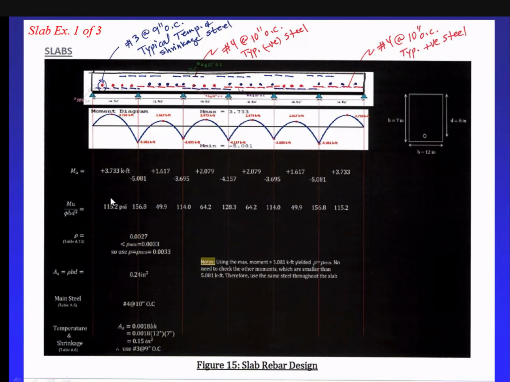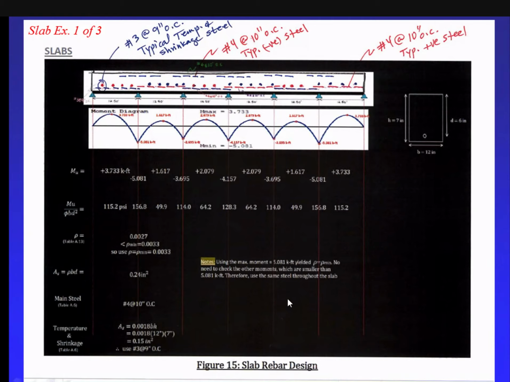If you don't believe me, go ahead and do these. Go do one at a time. Do Mu over phi b d squared for this. Find rho. You're going to find it less than rho minimum. You're going to use rho minimum. Rho equal As equal rho b d. You're going to get the same number. Does that make sense? So that's how you're going to choose your steel, the positive between the supports at the bottom and the negative over the supports at the top of the support. Any questions?